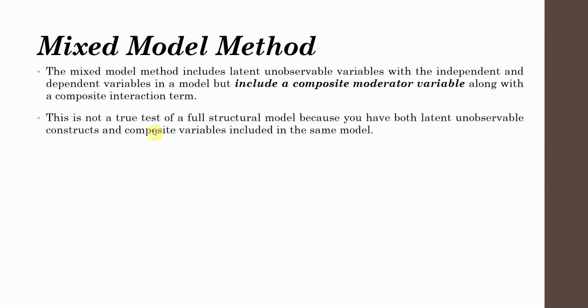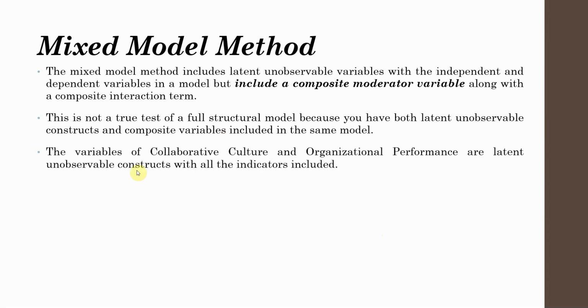Now this is not a true test of a full structural model, because you have both latent unobservable constructs and composite variables included in the same model. So this is not the true full structural model, because you've got composites as well as unobserved latent variables. The variables of collaborative culture and organizational performance, that is your independent variable and dependent variable, are latent unobserved constructs with all indicators included. I'm just going to show you how it works.